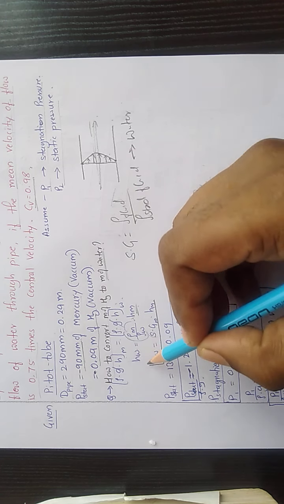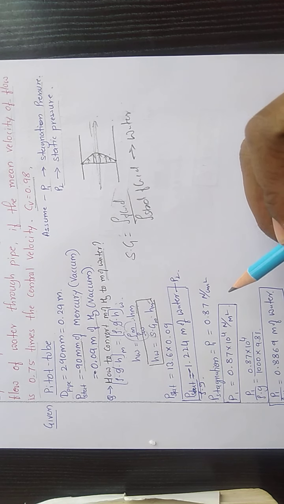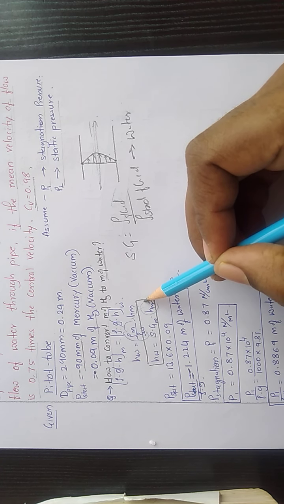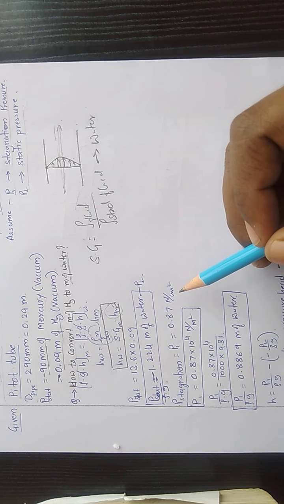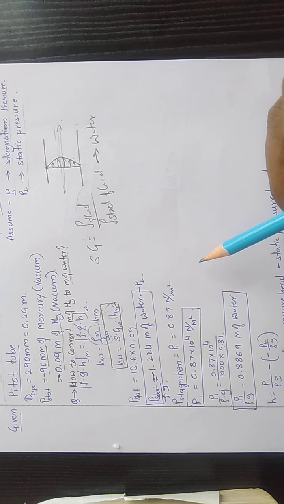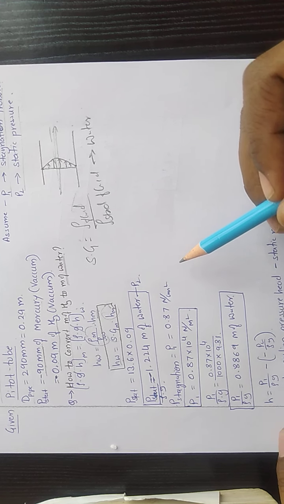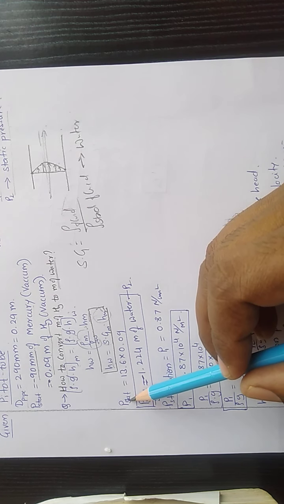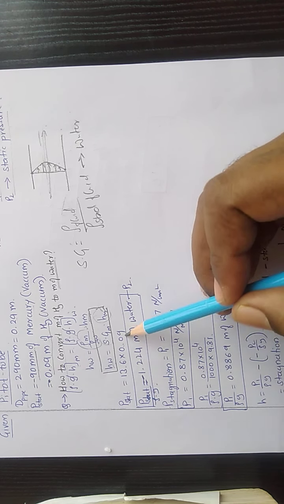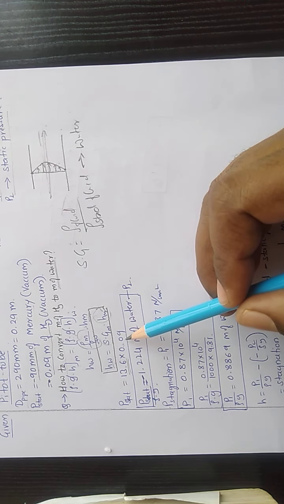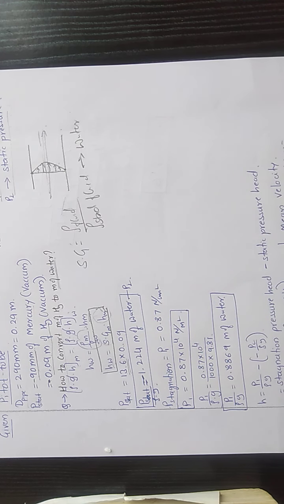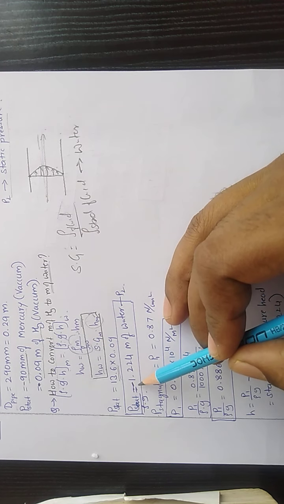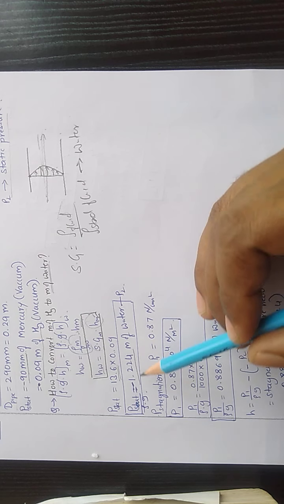So this is the expression. Whatever head of mercury we have got, if I multiply it by the specific gravity of mercury, then I'll get the head of water. Now the static head: we multiply by the specific gravity of mercury, 13.6 into 0.09, which is nothing but minus 1.224 meter of water.